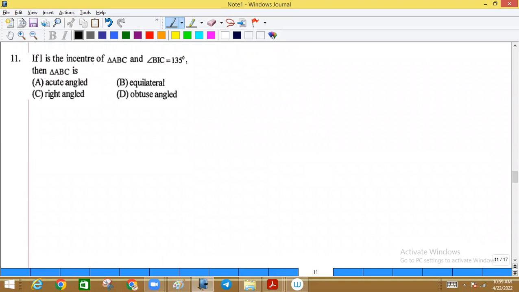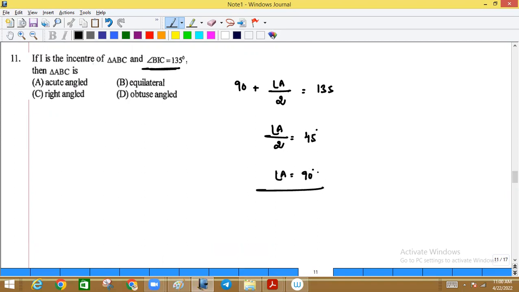If I is the incenter of the triangle ABC, BIC is 135. You know what BIC is, internal angle bisector? What is 90 plus A by 2? What is angle A? What kind of triangle is it? It's a right angle triangle.